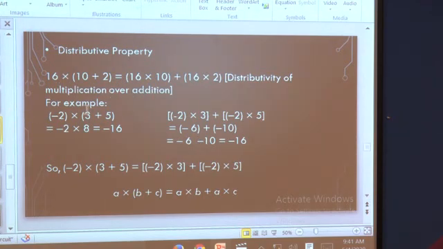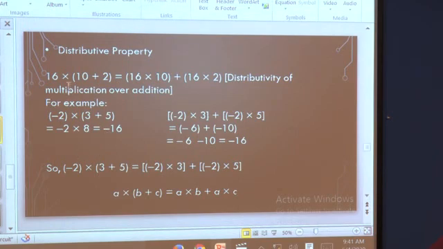For example, we can see -2 into (3 plus 5). First I have to solve this bracket, so I will write 3 plus 5 is 8. I will write -2 as it is. -2 into 8 is equal to, simple, 8 twos are 16. It is one negative integer, so I have to write -16. Now this is what we do normally.